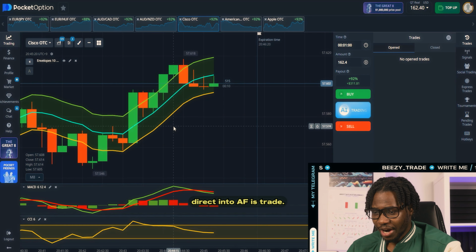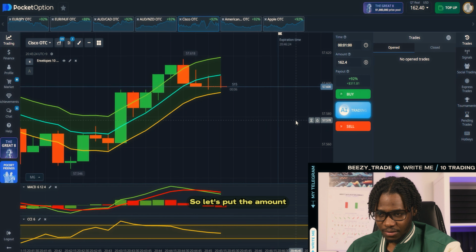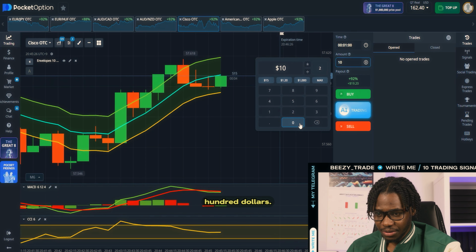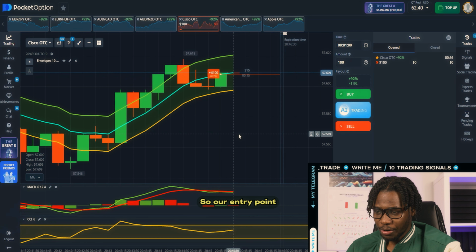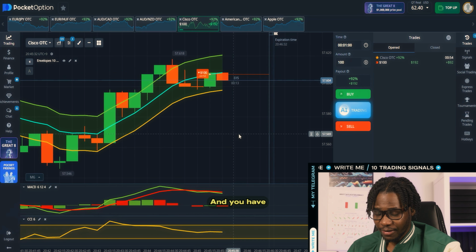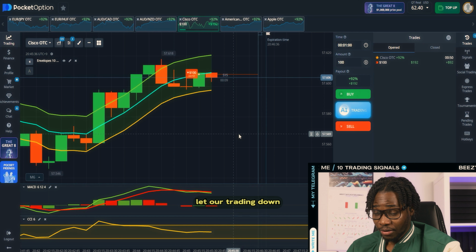So right now let's go direct into our first trade. So let's just put the amount that we're going to start with, which is like $100, and then let's place on sell. So our entry point was here, as you can see, and we have actually placed our sell on down, like our trade on down.